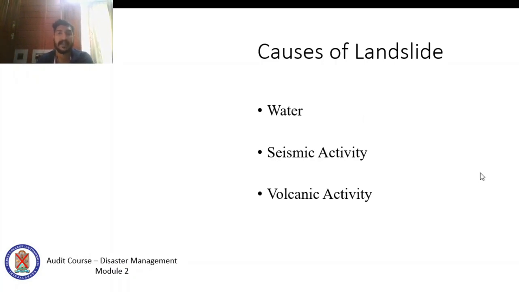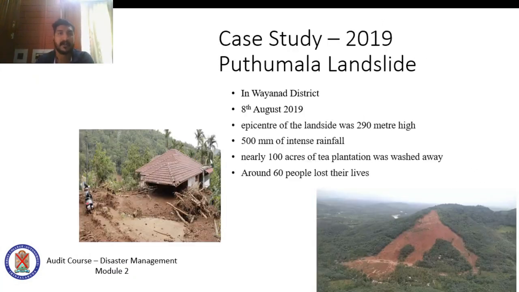So let's take as a case study the devastating landslide that occurred in the Puthumala area in 2019. As you all know, Puthumala is a plantation village near the Merapi, that is 20 kilometers away from Kalpetta town in the Wayanad district, and it is located around 1230 meters above the mean sea level. And on August 8, 2019, due to heavy rainfall in the monsoon season, a severe flood and landslide affected the state of Kerala. A massive landslide occurred in the Puthumala village.